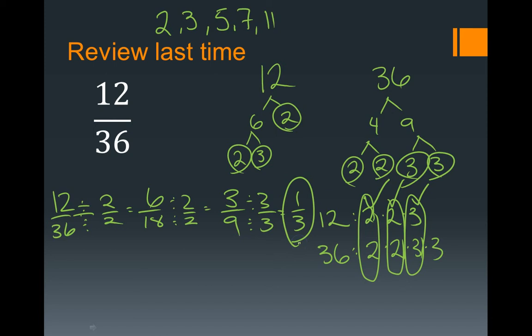Now I told you I was going to show you the shortcut. We're actually going to do most of these steps. We're going to add one more step, but I'm going to show you how it makes a shortcut. And what we do is we use the greatest common factor. Alright, using the greatest common factor, and I'll show you how it makes it a little bit shorter.